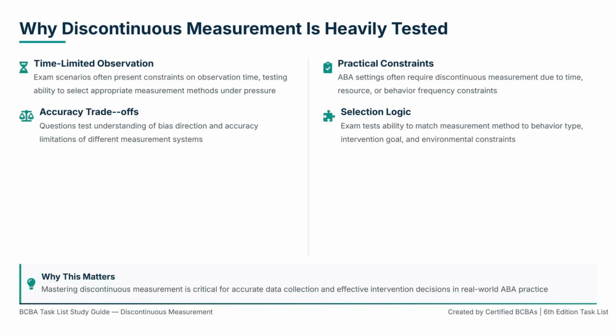Discontinuous measurement is heavily tested because real-world ABA settings rarely allow perfect observation conditions. On the exam, you'll often see limited observation time, multiple students or clients, high-frequency or continuous behaviors. The exam is testing whether you understand the accuracy trade-offs involved in discontinuous measurement and whether you can match the method to the behavior, the goal, and the constraints. This matters not just for passing the exam, but for making ethical and effective data-based decisions in practice.